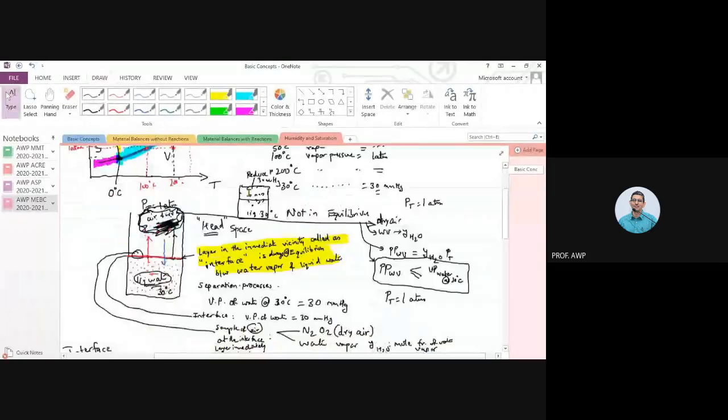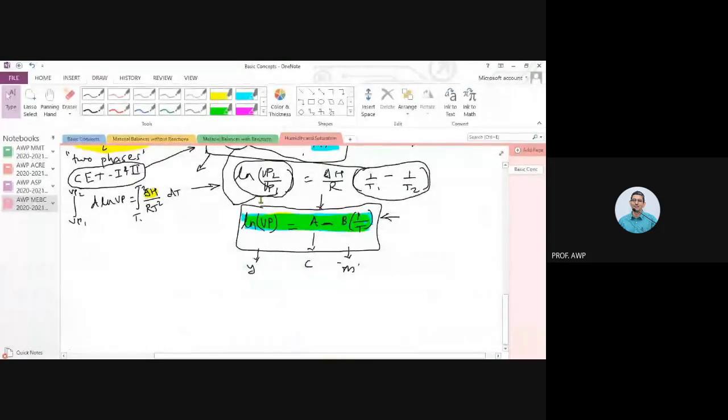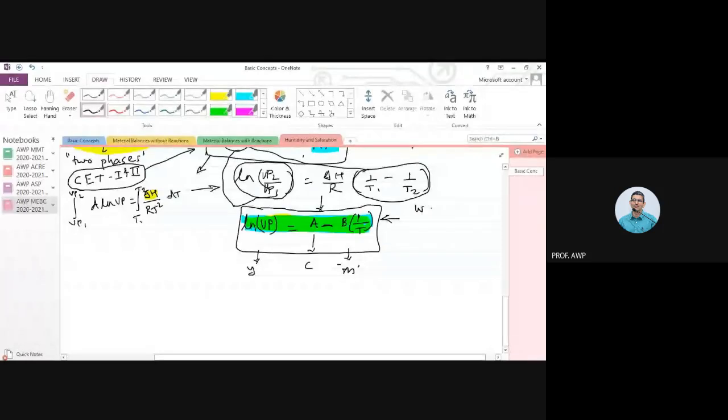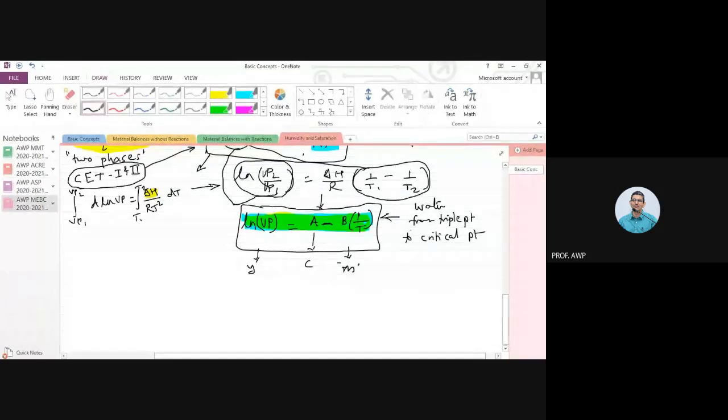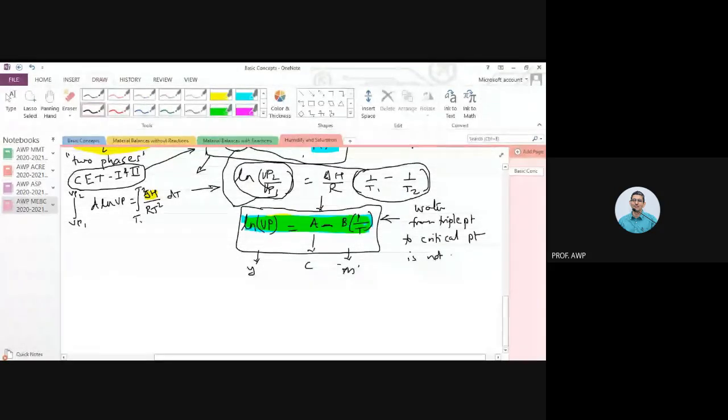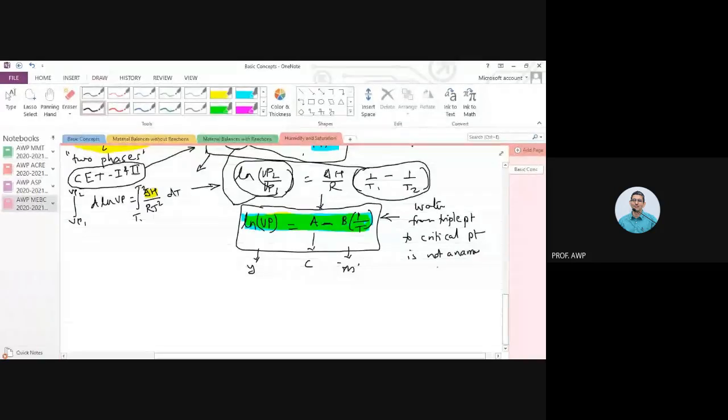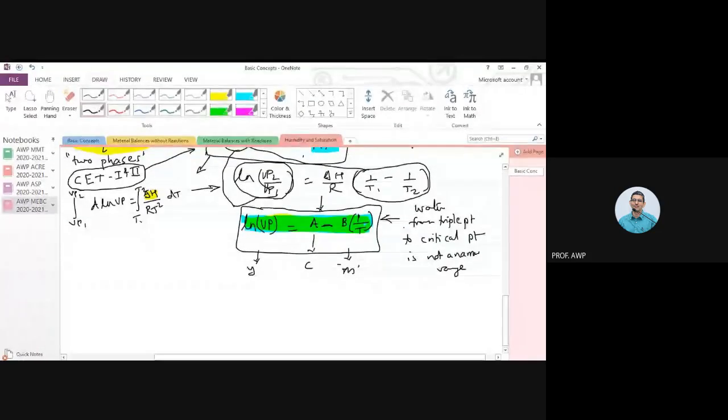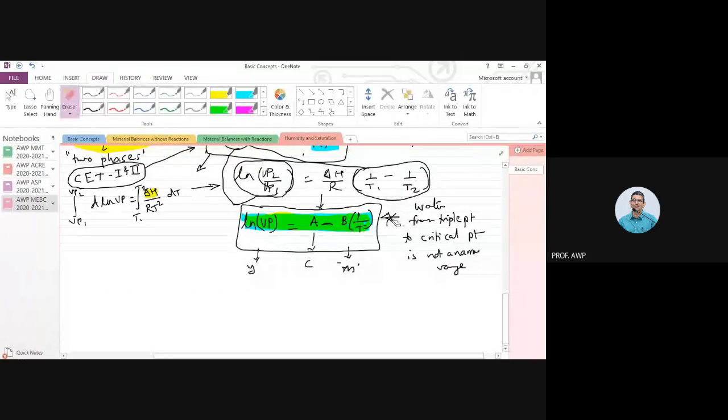So it is not a narrow range. For water, from triple point to critical point is not a narrow range. And therefore this is not valid over the whole range. It is valid only over a small range of temperatures.